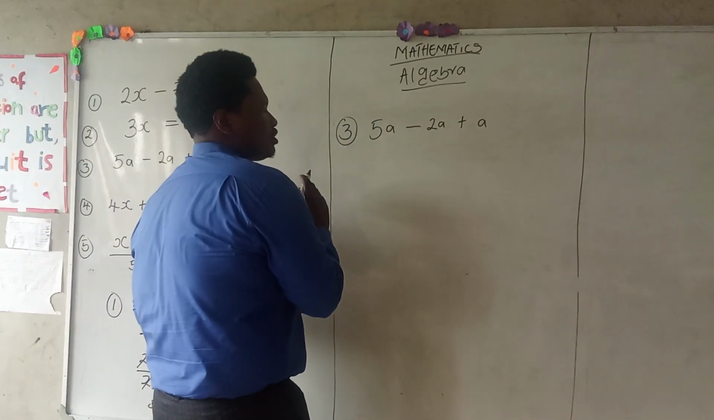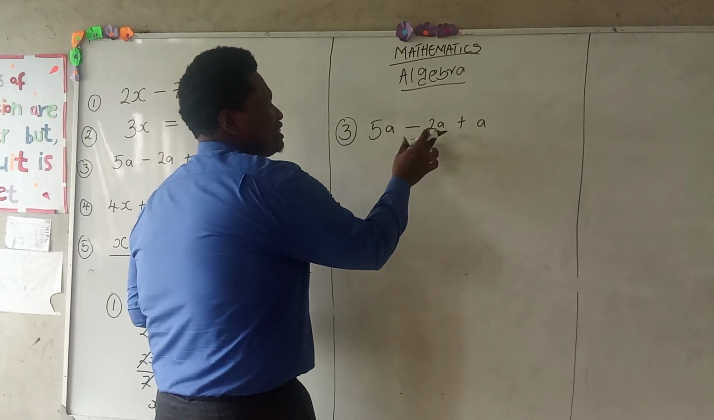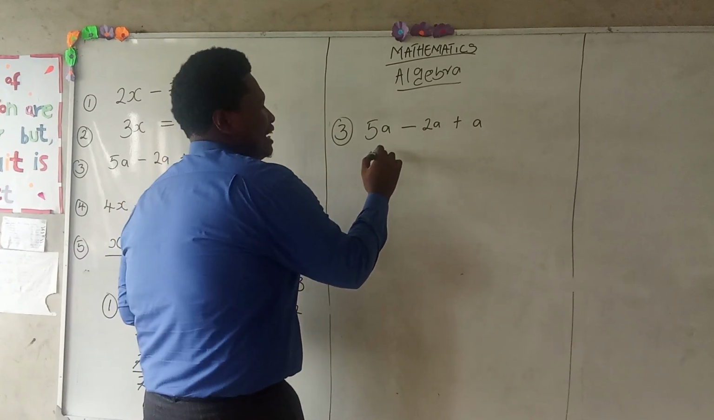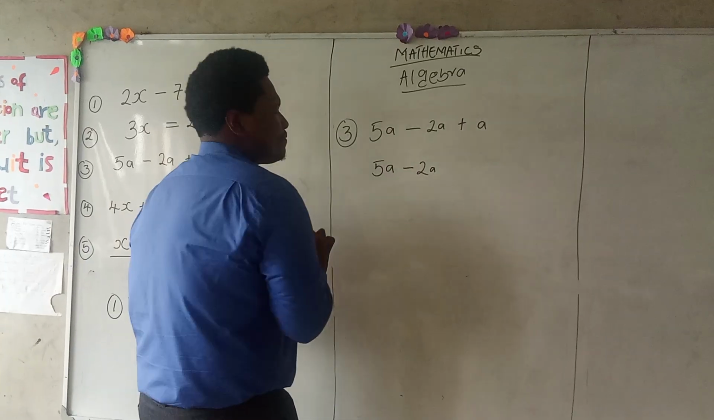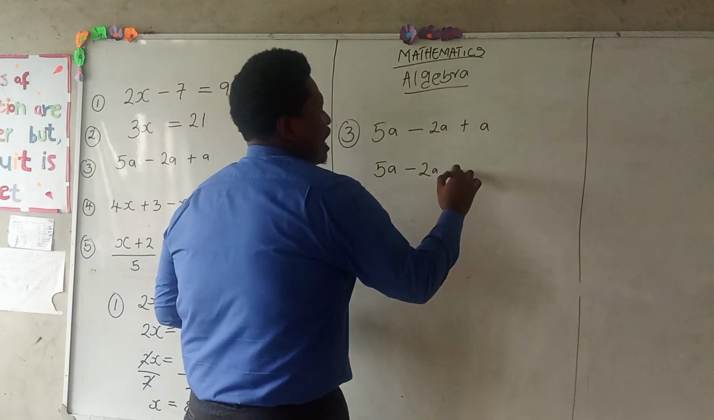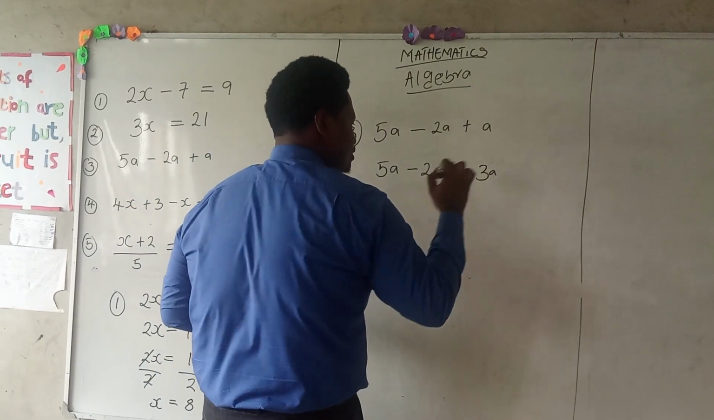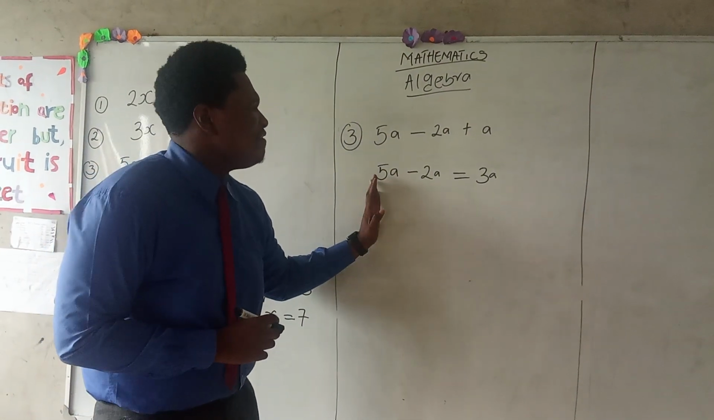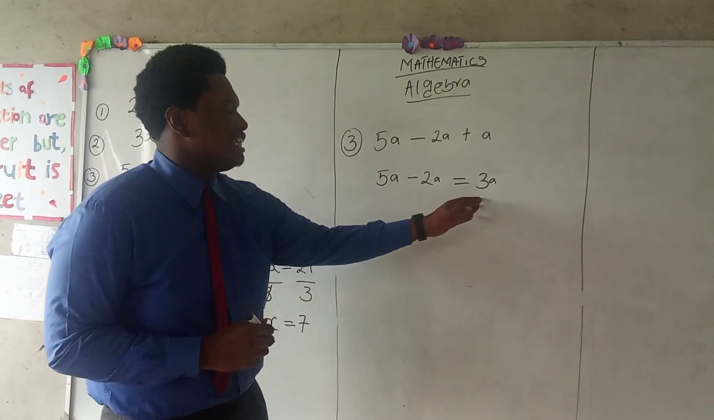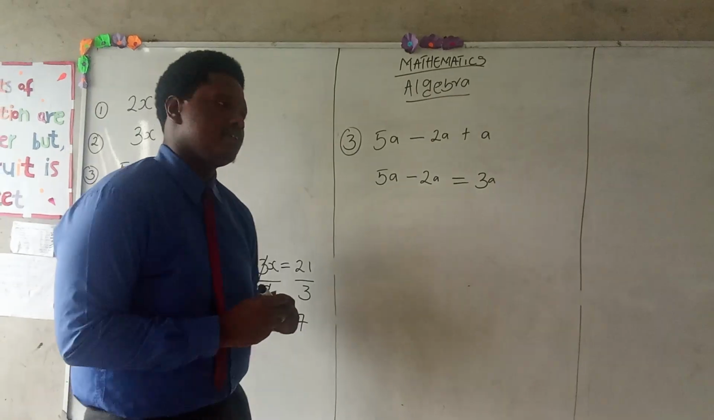Now how do we solve this? Let's simplify, and we take this step by step. We have 5a minus 2a, and 5a minus 2a gives us 3a. It's as if you are saying 5 minus 2. 5 minus 2 will give us what? 3, and then you bring your a.